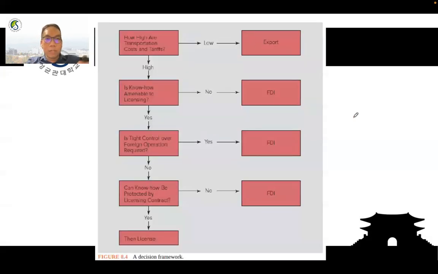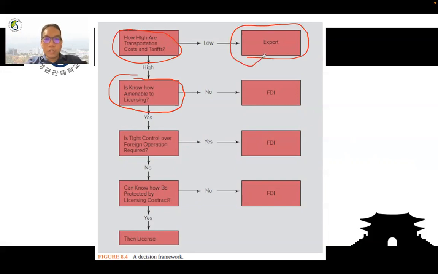So this is a simple rule of thumb here. How high are transportation costs and tariffs? If it's high, then we have to continue with the FDI choice. But if the transportation costs and tariffs are low, then maybe we just need to consider exporting.